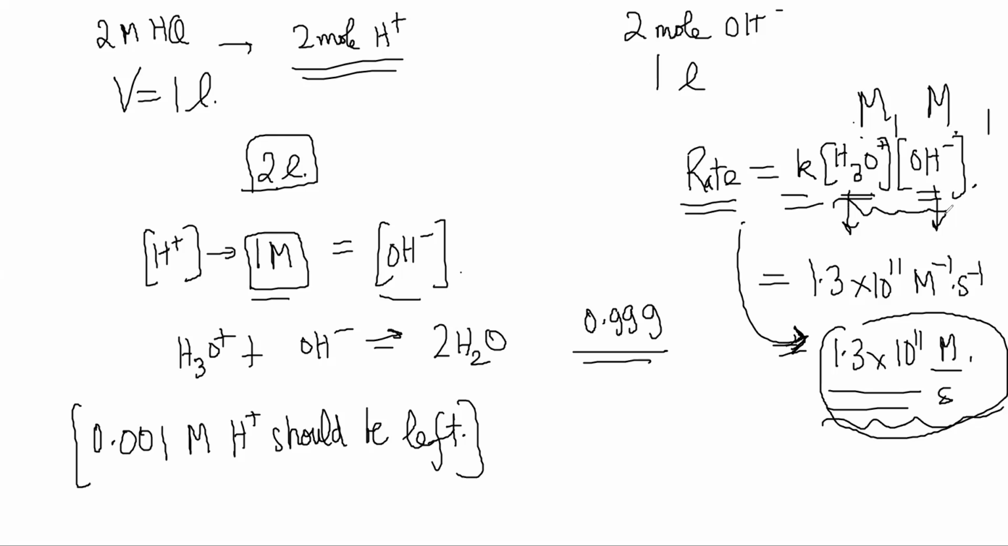The second order reaction expression was 1 by A_t is equal to kt plus 1 by A naught, or something like that. Go back to the theory once. See the second order rate equation. I think he has derived it. Second order rate equation.